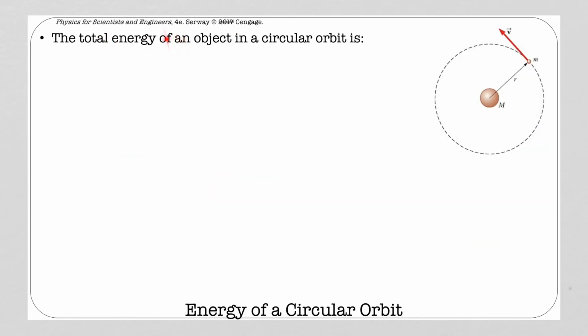We'll look here at the total energy of an object in a circular orbit. In this case here, we have an object of mass little m orbiting an object of mass capital M at a distance r with a speed v. So we can say a couple things. We just found the gravitational potential energy. We can say that the total energy of the system is going to be the kinetic energy of motion of that orbiting object plus the gravitational potential energy of interaction between those two.